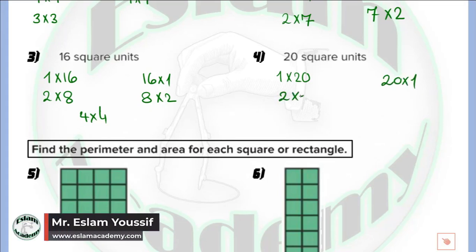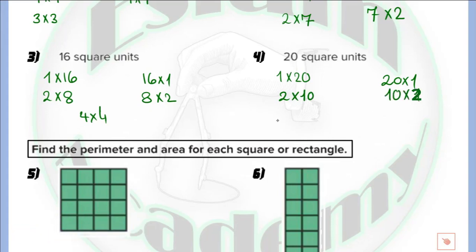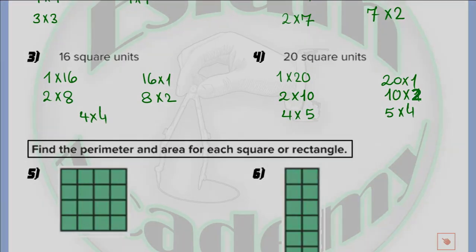Also we have 2 times 10, so the next will be 10 multiplied by 2. The same will be 4 multiplied by 5, because 4 times 5 equals 20. So we have 5 multiplied by 4. And that's how we can list all of the dimensions for the given area.